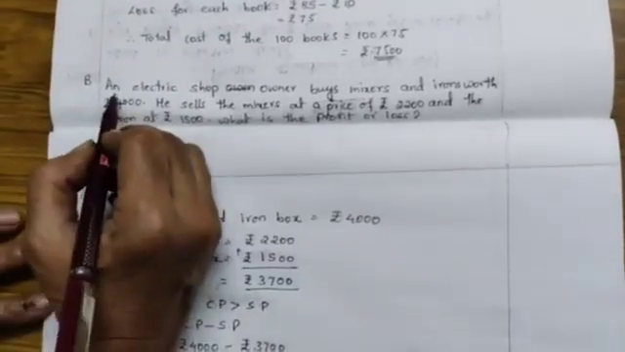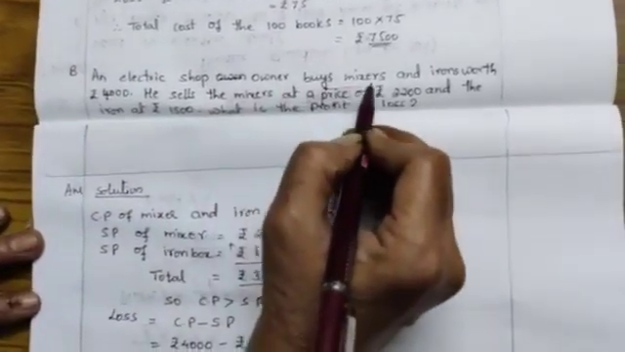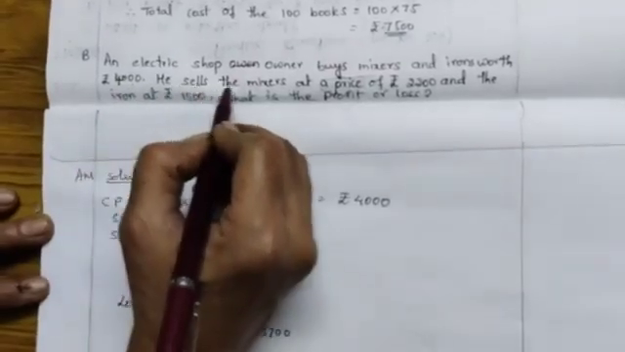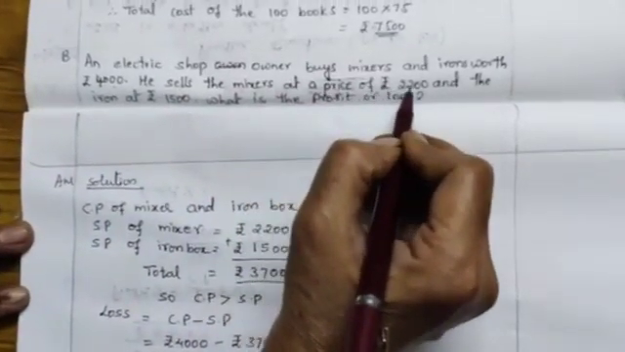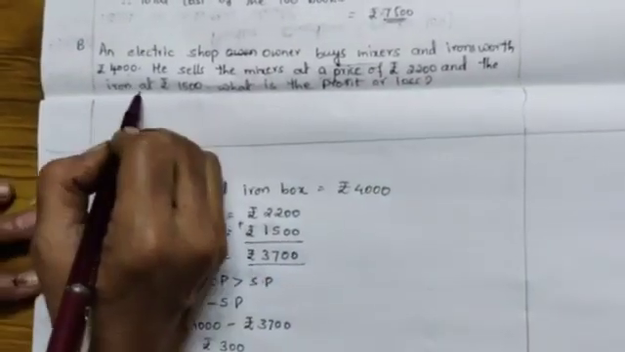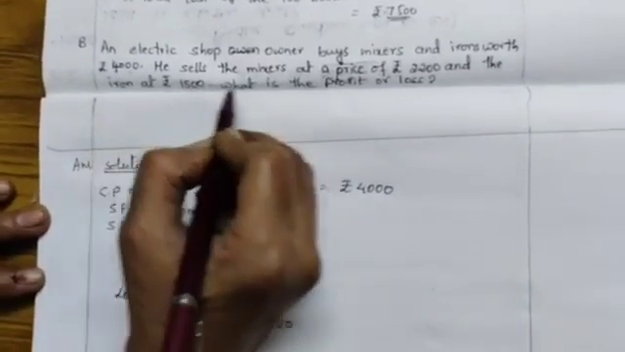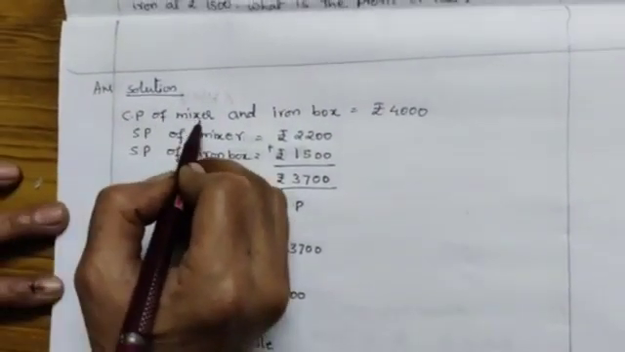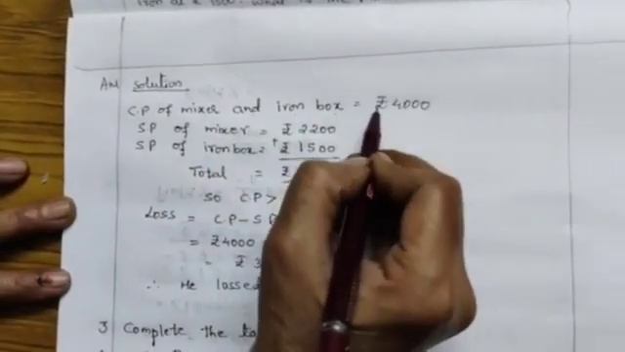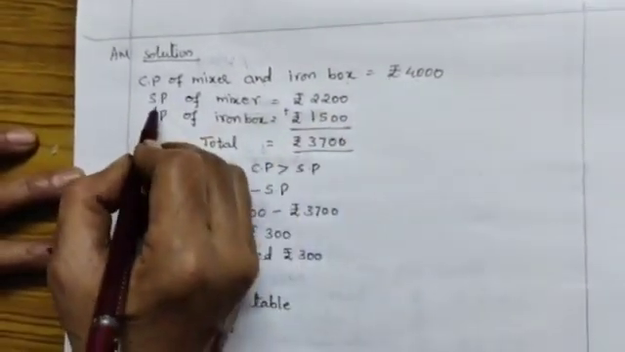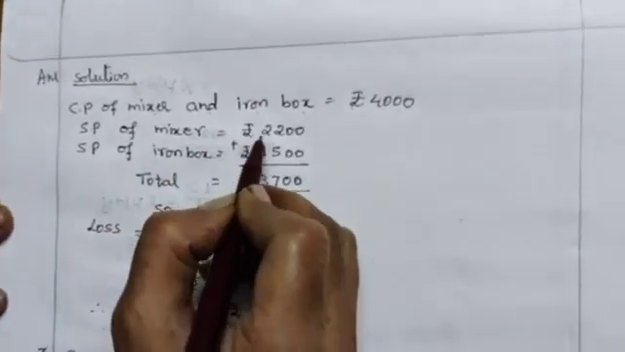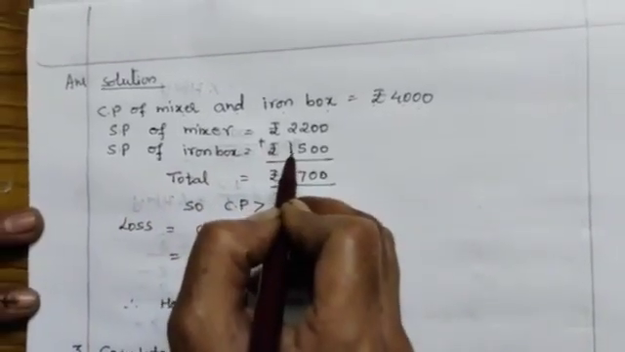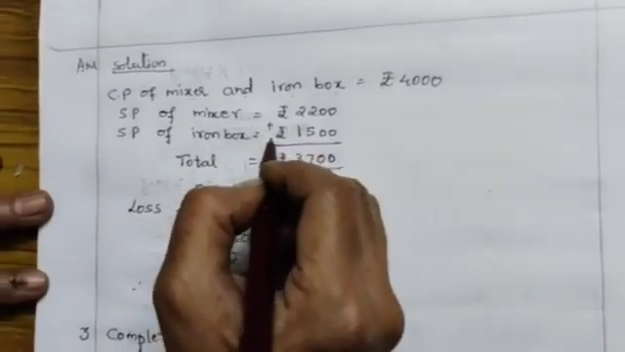Now B bit. An electric shop owner buys mixers and irons worth rupees 4000. He sells the mixer at a price of rupees 2200 and the iron at rupees 1500. What is the profit or loss? Solution. Cost price of mixer and iron box is rupees 4000. Selling price of mixer is rupees 2200. Selling price of iron box is rupees 1500. First you have to add these two.